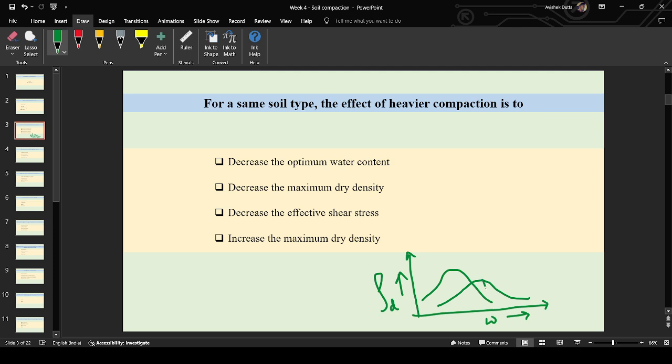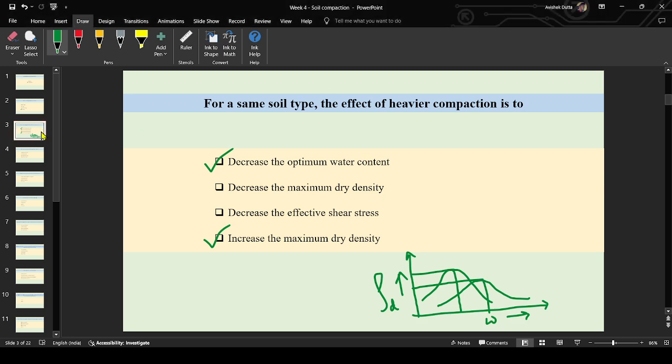The moisture content will decrease from this point to this point, and the dry density will increase from here to here. So with heavier compaction, we are trying to decrease the optimum moisture content, and we are also trying to increase the maximum dry density. So both of these options are correct. Heavier compaction gives a decrease in the optimum moisture content and an increase in the maximum dry density.